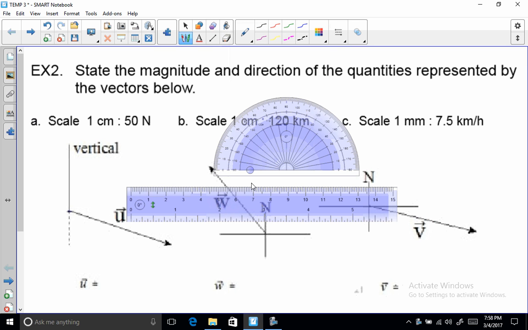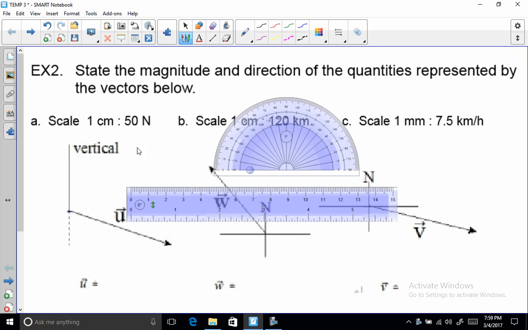This is example 2 from our 3.1 vectors video, and I'm hoping to get through it pretty quickly. A word of warning here, I've got my weapons of math instruction here, my protractor and my ruler, and it's not going to match what you have because, well, it just won't. It's whatever I press there, but we'll get the same idea.